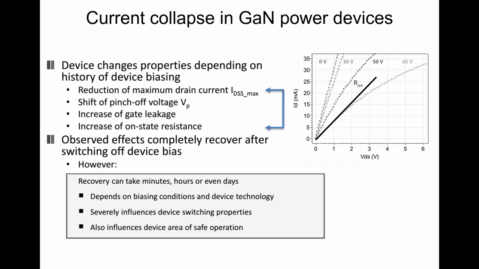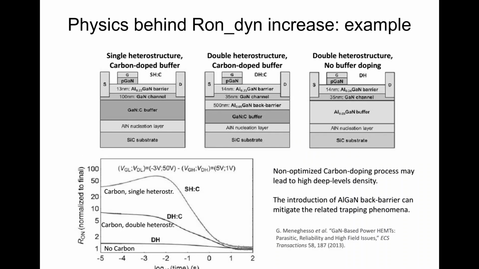Again, this depends on the bias condition, and this impacts, as you can imagine, the switching properties and the safe operating area and so on. So that's definitely not what you want. And just to give you a nice example from our colleague, KDT JU, Padova. This was about 10 years ago. You see, it's a long-time problem.